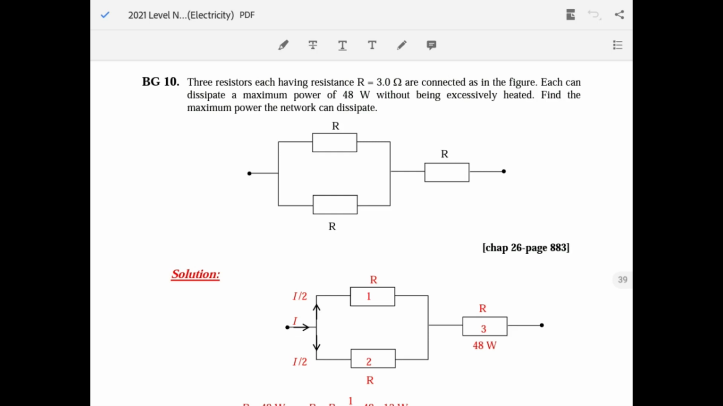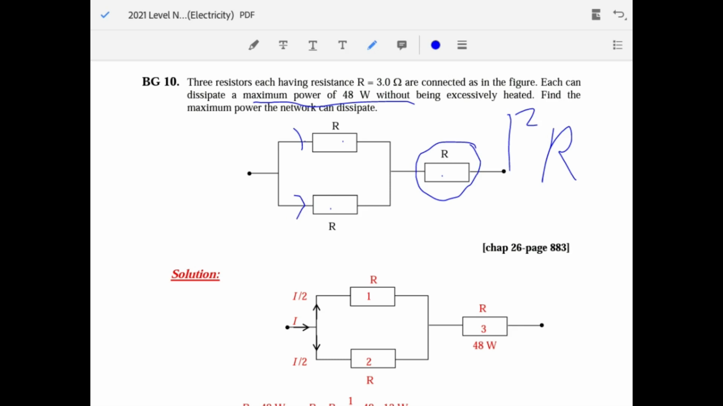Three resistors, each having resistance R of 3, are connected as in the figure. Each can dissipate a maximum power of 48 watts without being excessively heated. So P is equal to I squared R. And since these R are constants, you look towards which one will have the highest I. It's going to be this one, because the I is split equally in the others. So this one dissipates I squared R, so the maximum power that it can dissipate is 48 watts.